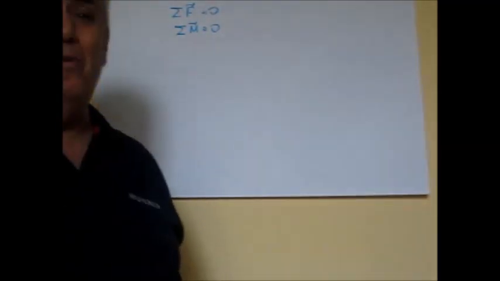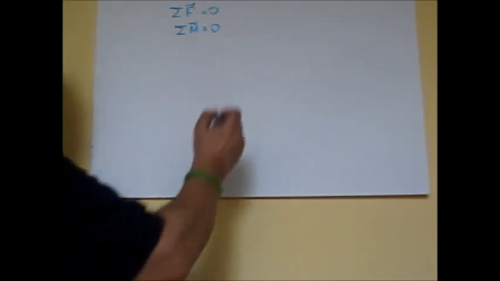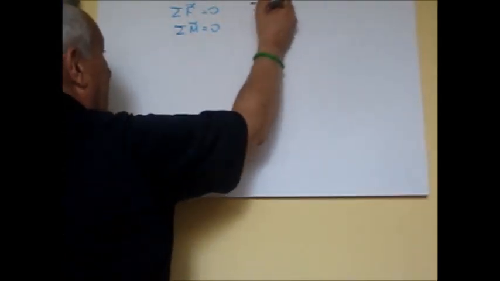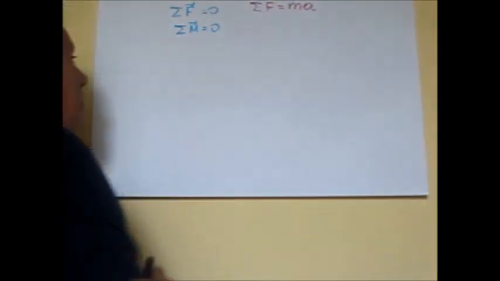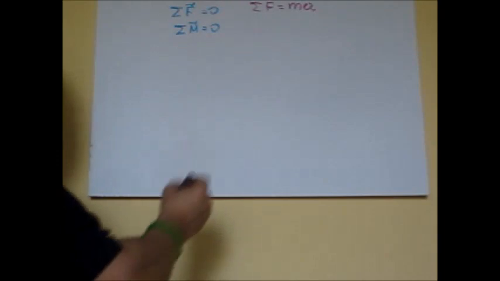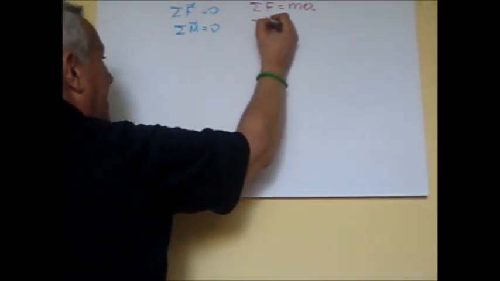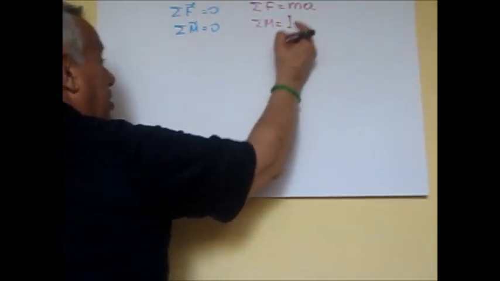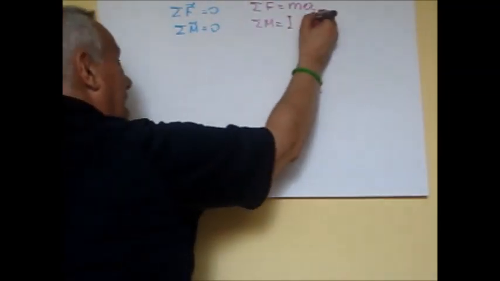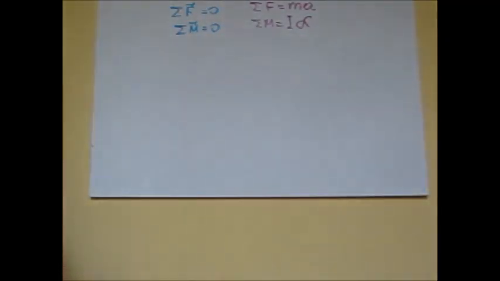In dynamics, things move. According to Newton's second law, when I have a total force, it's going to cause an acceleration. So sum of the forces equals mass times acceleration, or sum of the moments. When we have moment, instead of mass I have the moment of inertia, and instead of acceleration I have angular acceleration. So this is the second law of Newton.